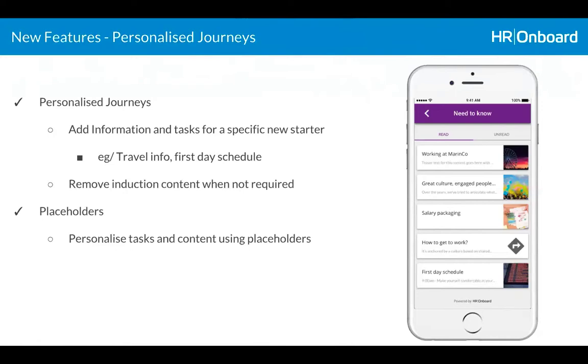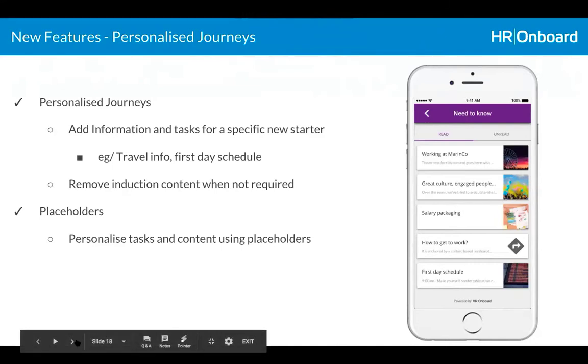One of the requests we had is a lot of organisations, while you can tailor the journey for particular job roles and locations, what they really wanted to do was personalise the journey for an individual, because there's lots of cases where they need to add specific information for that new starter to really make that journey more engaging for them. And examples of this is things like travel information for fly-in, fly-out workers. They're hiring someone, but they need to link through to a lot of travel information for that particular person. Another example is first day schedule for people.